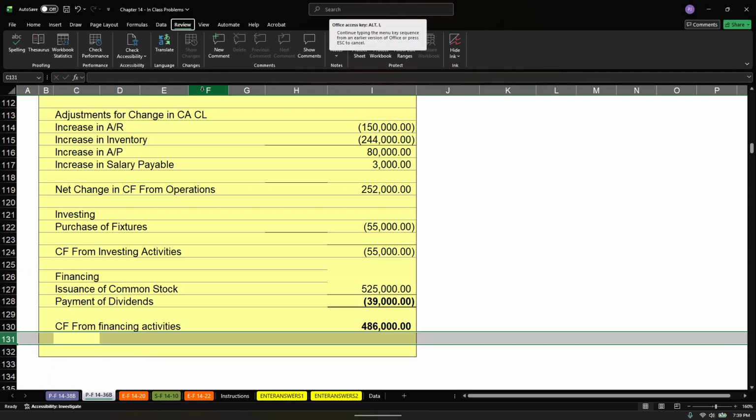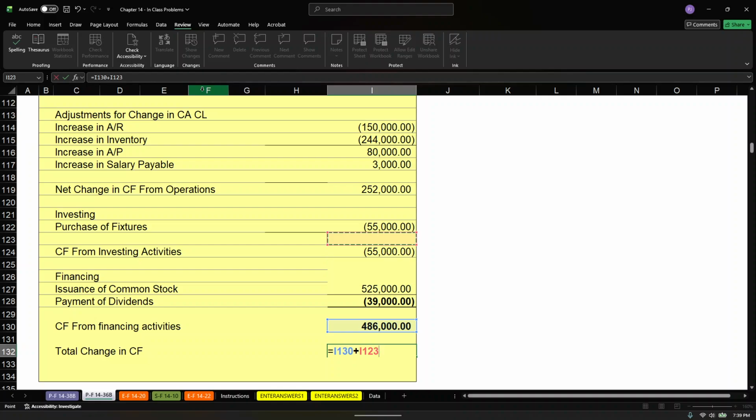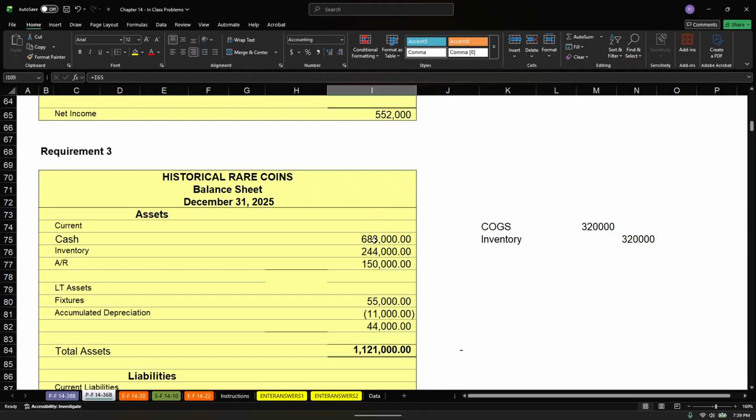And then we have a total change in cash flow. You just add up the three sections. This plus this plus this. And it's exactly equal to our balance sheet amount because our starting balance of cash was zero. So we went from zero to 683,000. Okay, so in the next period, we're going to reconcile 683,000 to whatever the ending balance is.